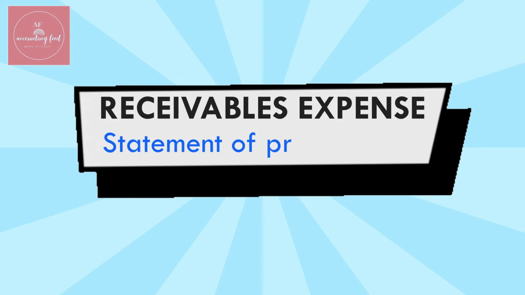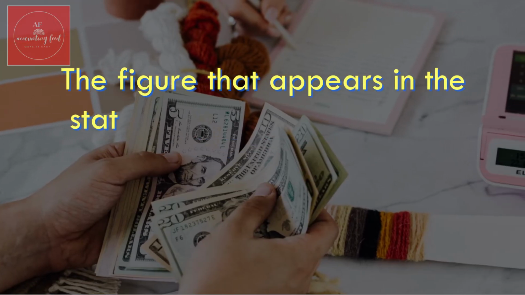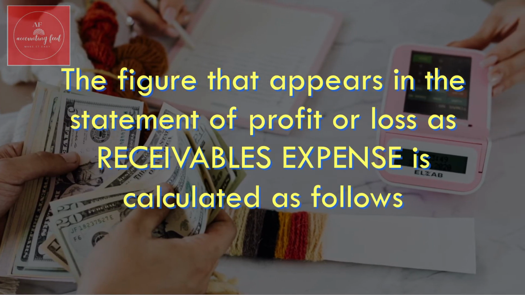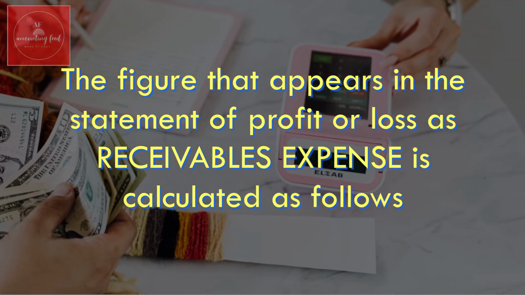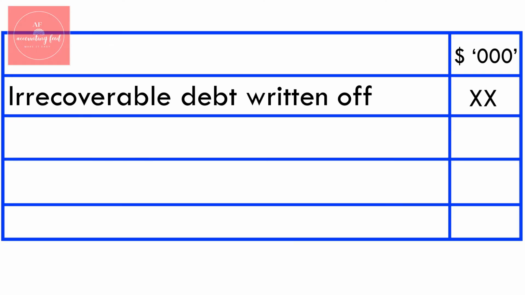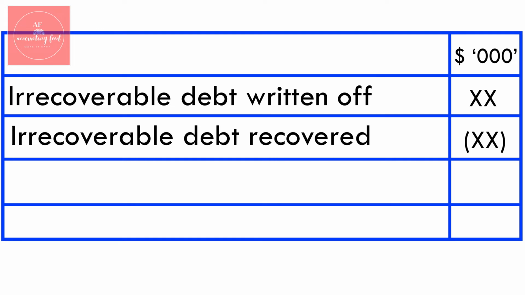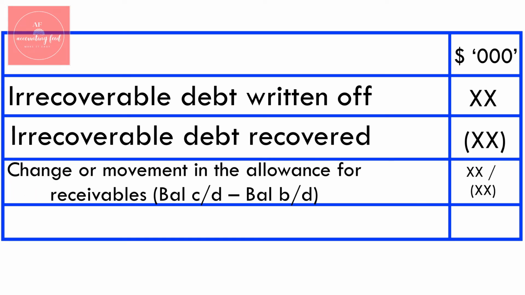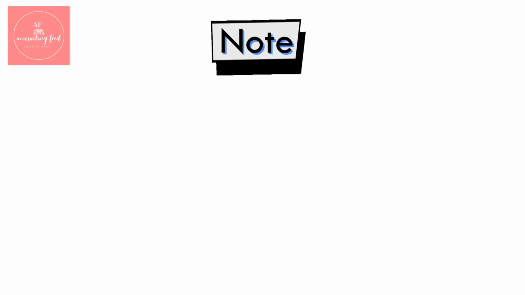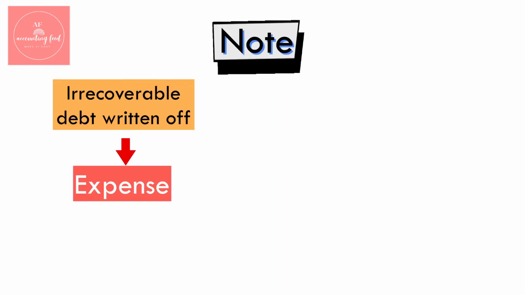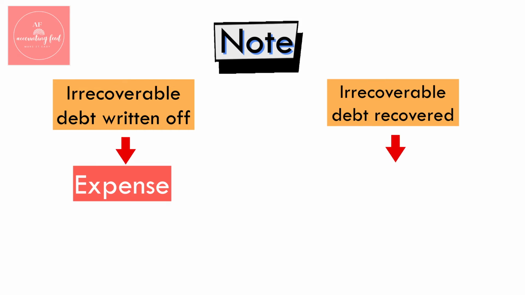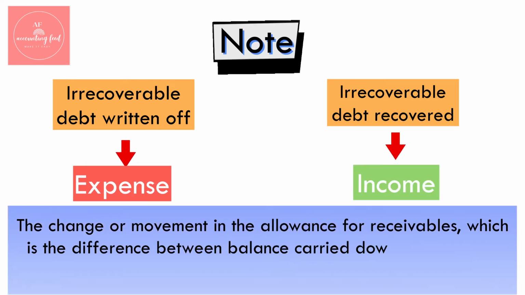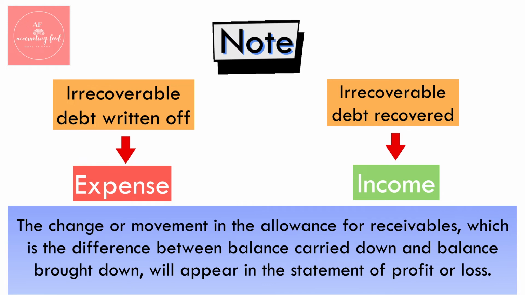Receivables expense in the statement of profit or loss. The figure that appears in the statement of profit or loss as receivables expense will be calculated as follows. So we'll start with irrecoverable debt written off, and then we deduct irrecoverable debt recovered, and then change in allowance for receivables, which is the difference between balance carried down and balance brought down. Note that irrecoverable debt written off is an expense and irrecoverable debt recovered is an income. The change or movement in allowance for receivables will also appear in the statement of profit or loss.